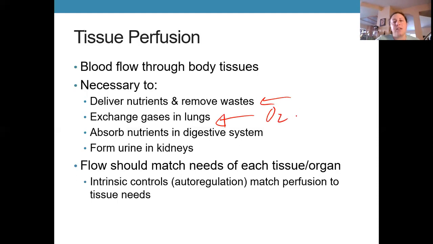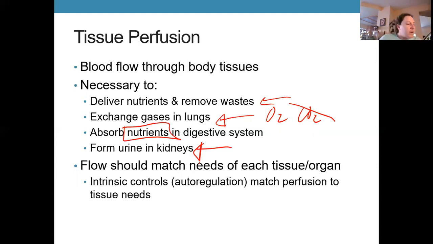We want to pick up more oxygen and get rid of carbon dioxide. We want enough blood flowing through our digestive system when we've eaten to absorb all of our nutrients. And we want our kidneys to get enough blood filtering through them to form enough urine to get rid of waste products. So we want that flow to match the needs of each tissue and each organ, and the needs are going to change. So like your digestive system doesn't need as much blood flow when it's not actively digesting a meal.